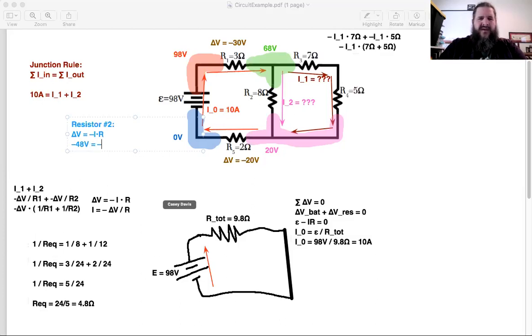So negative 48 volts equals negative I2, which is still unknown, times the resistance, which is 8 ohms. So with that, how would you solve for I2? How could you isolate I2 in that equation? Yeah, divide the voltage by the resistance. Divide both sides by negative 8 in this case. The negatives cancel out. 48 volts over 8 ohms is going to be 6 amps. So we now know that current 2 must be 6 amps. Any questions on that so far?